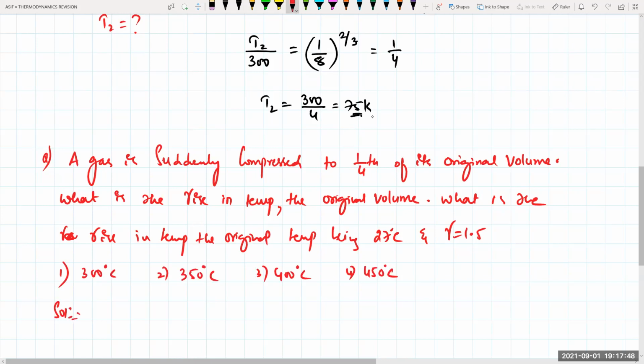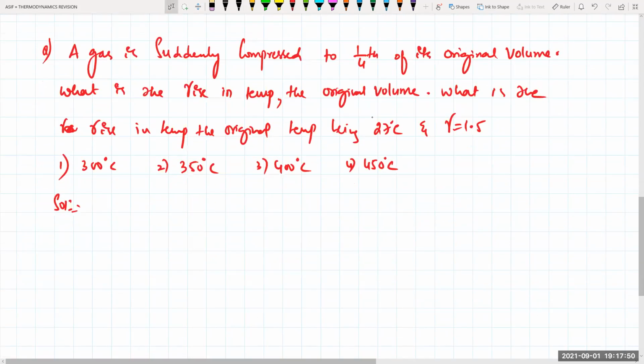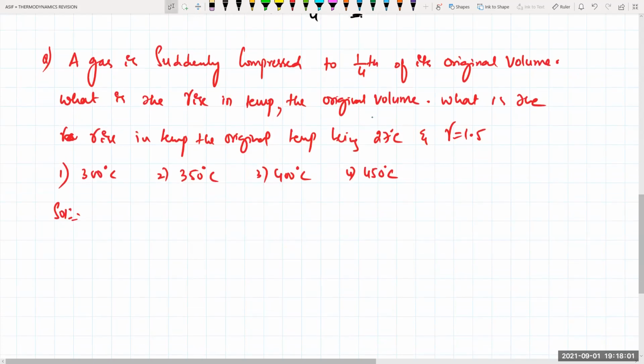Okay, so gas is suddenly compressed to 1/4 of its original volume. What is the rise in temperature? So original volume is, say for example, V, and final volume is, say for example, how much? The gas is suddenly compressed to 1/4 of its original volume. So if original volume is V, initial is V, and V final will become 1/4, that means V/4, isn't it?